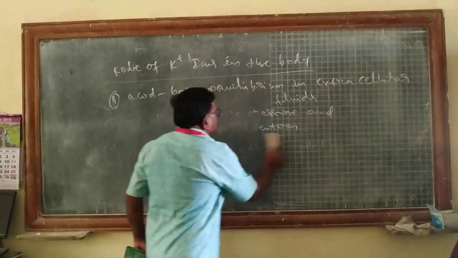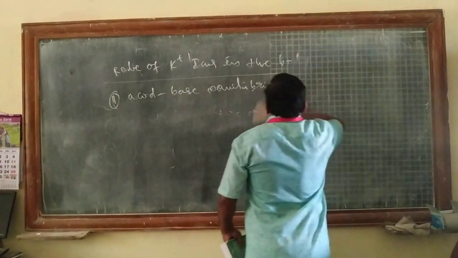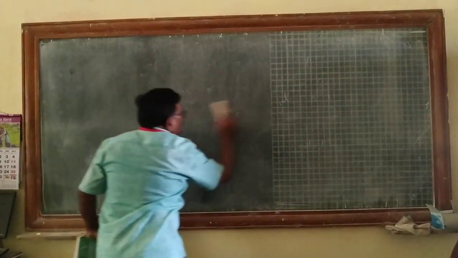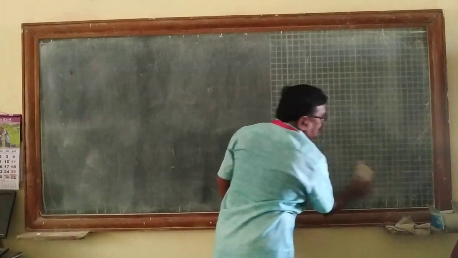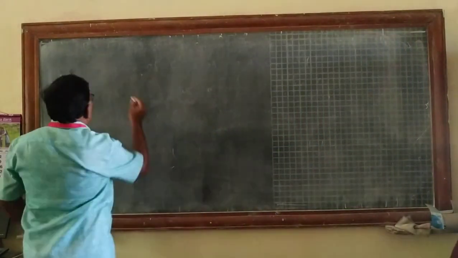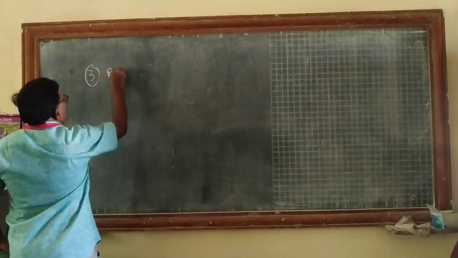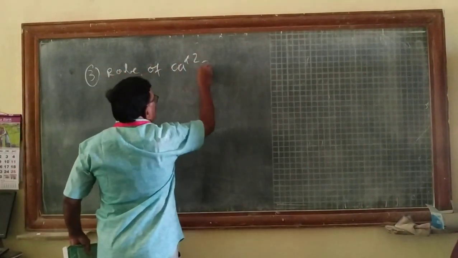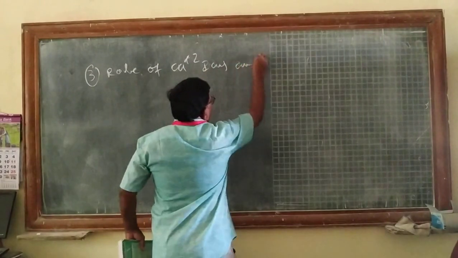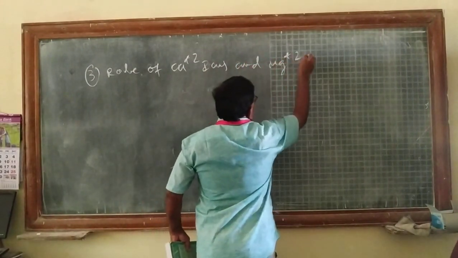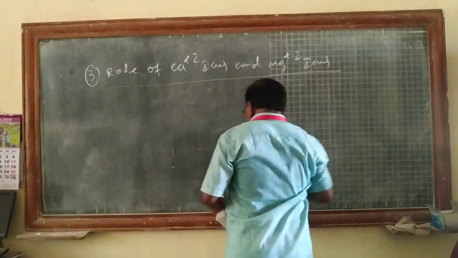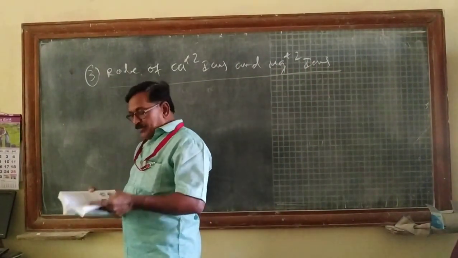Then we have the role of calcium and magnesium ions. The third topic is the role of the calcium Ca2+ ions and magnesium ions. So what is the role of calcium and magnesium ions?